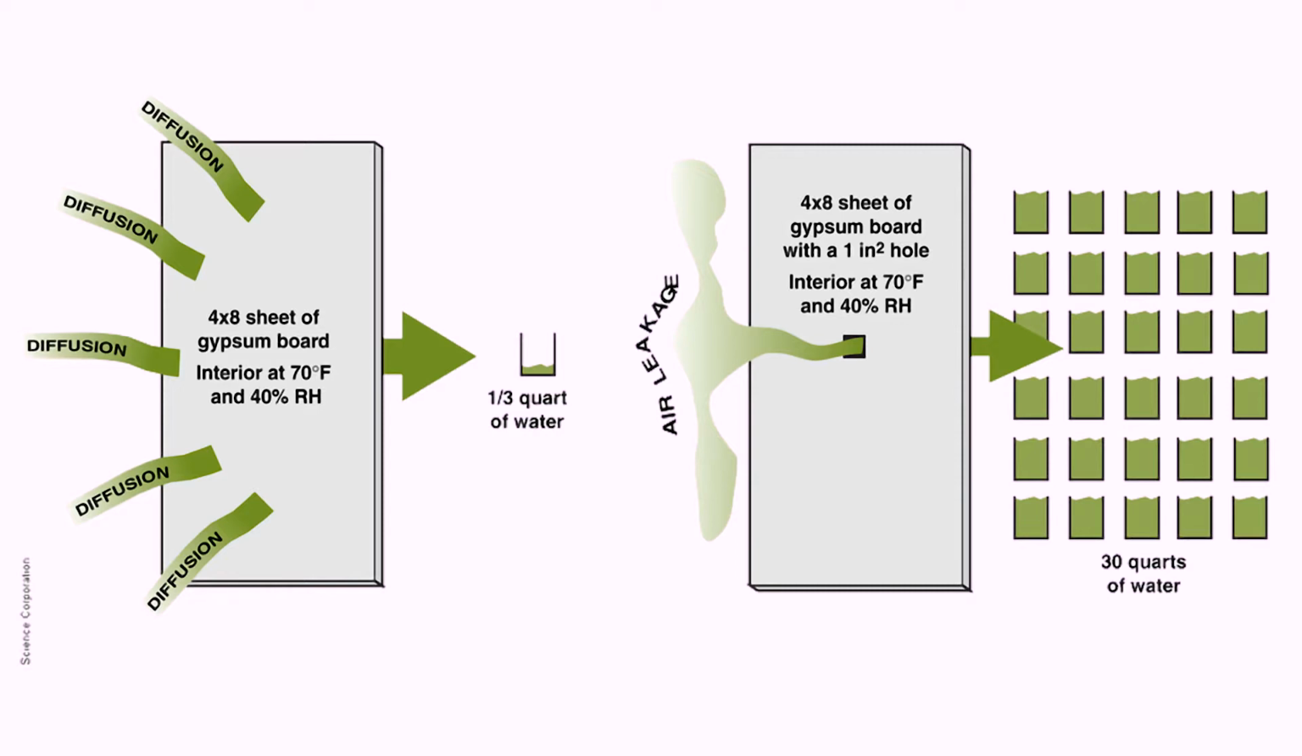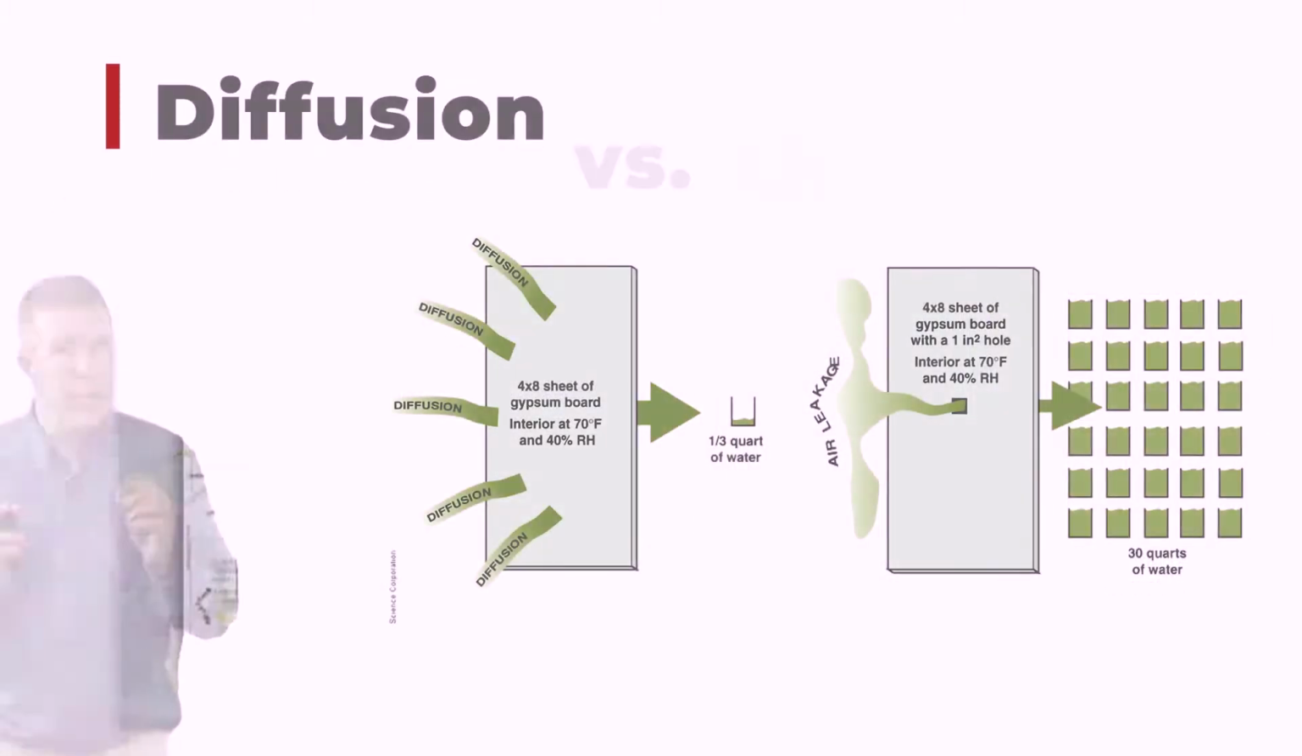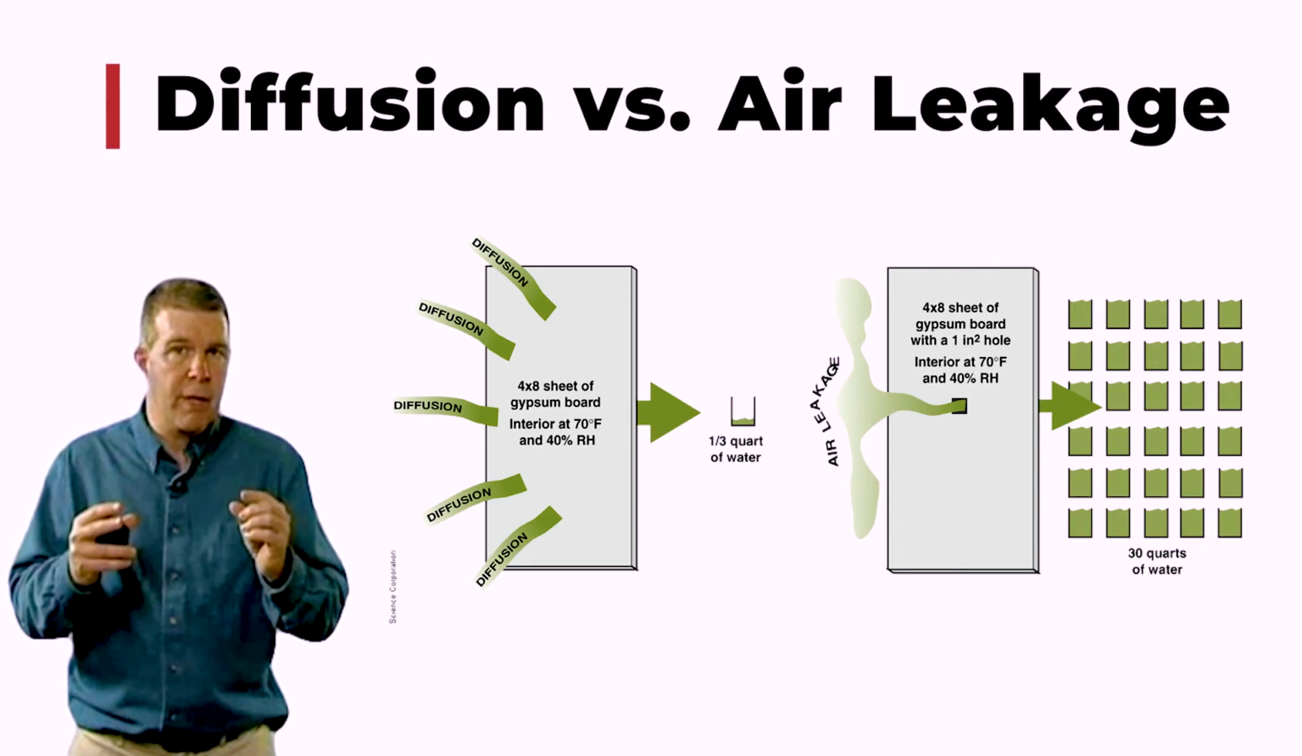Okay? If we look at the 1 square inch hole in that same sheet of gypsum, in the same period of time, we can get 30 quarts of water. That's a huge amount of water that's going to likely overtake your strategy for controlling humidity inside the house. And it's that key point that you need to start thinking about.